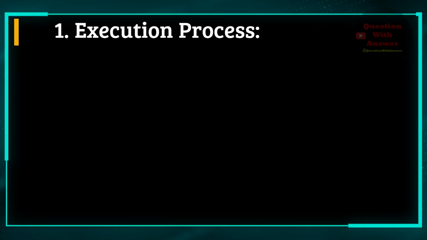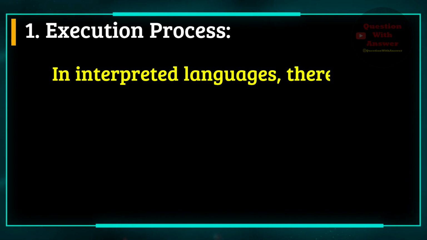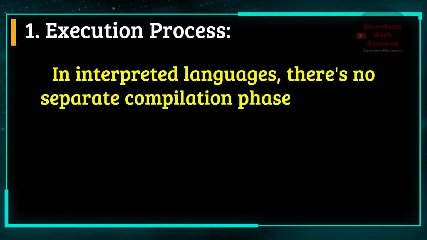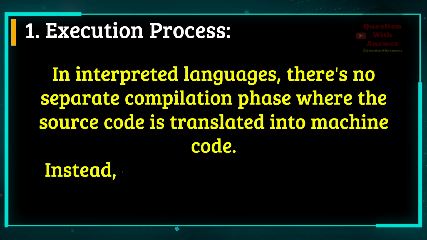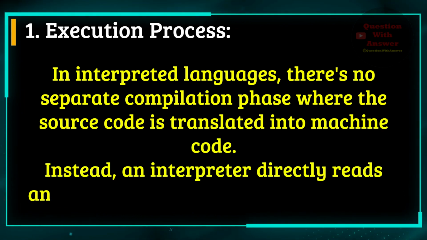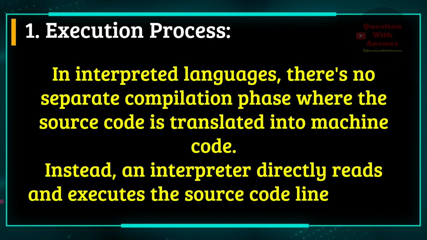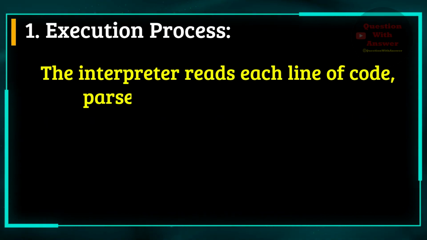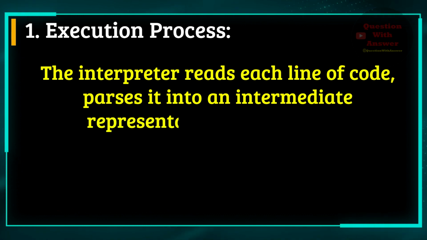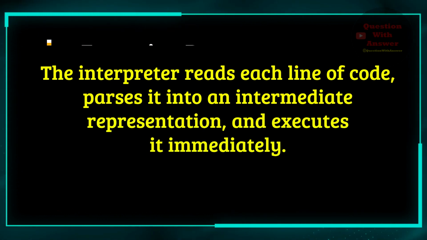1. Execution process. In interpreted languages, there's no separate compilation phase where the source code is translated into machine code. Instead, an interpreter directly reads and executes the source code line by line. The interpreter reads each line of code, parses it into an intermediate representation, and executes it immediately.